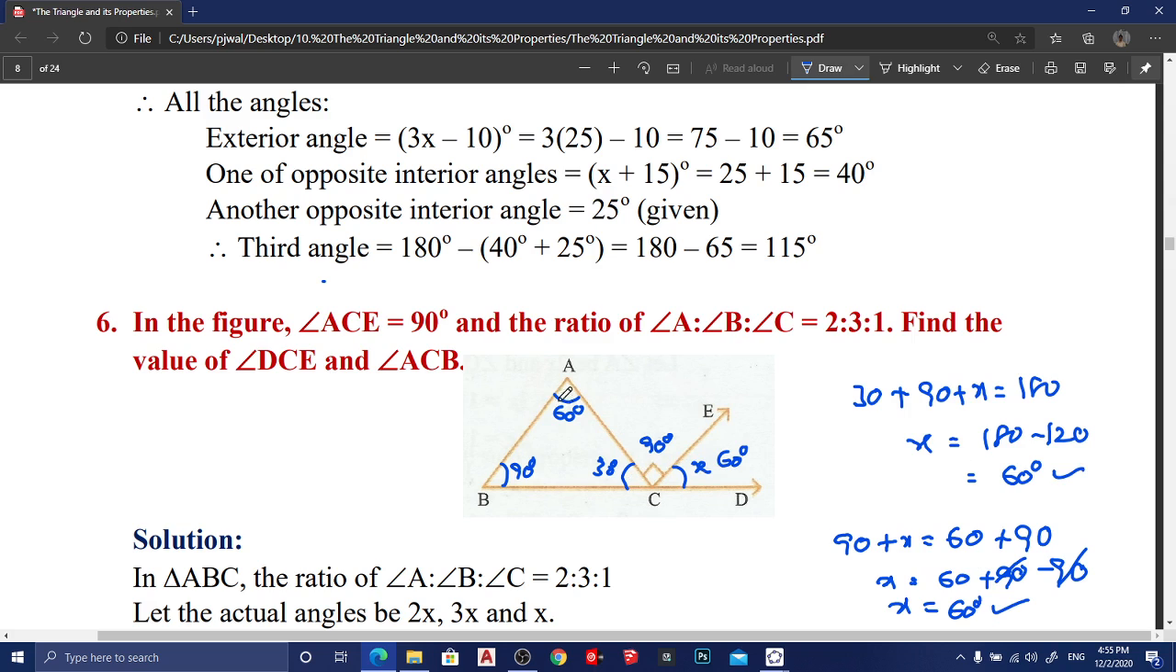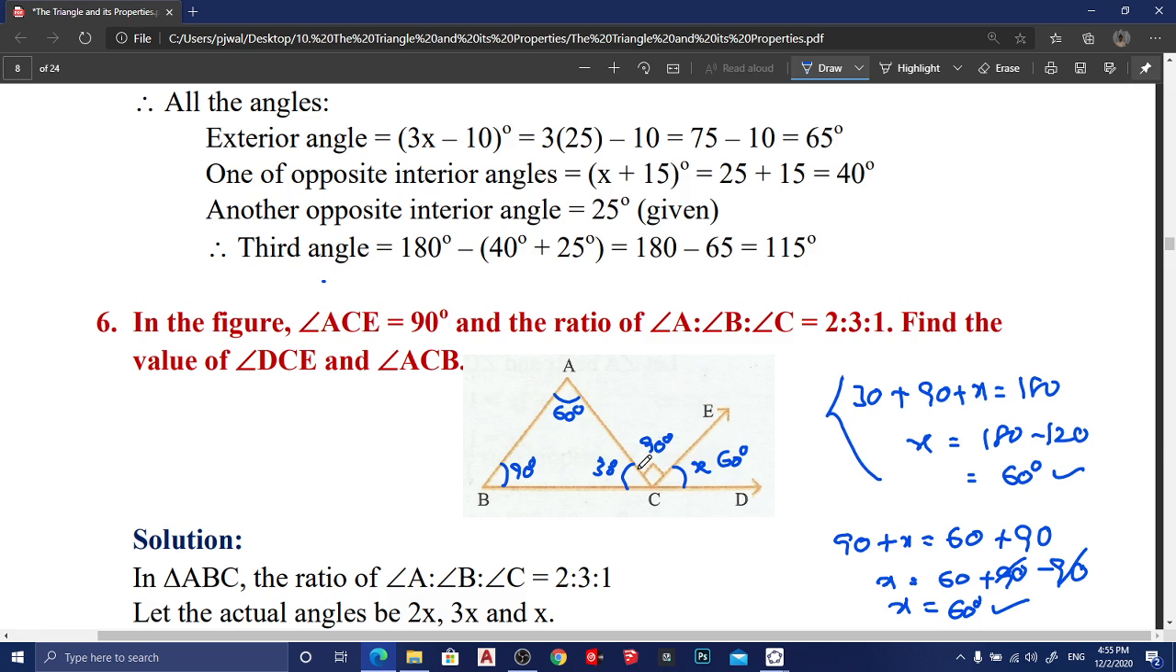First we have to find out all the angles A, B, C by using this ratio, and then apply either of these two properties. The first is that the sum of the angles on a straight line is always 180 degrees. This is a straight line, so the sum of all these angles, from starting here and ending here, will become 180 degrees totally. So 30 plus 90 plus this x is 180 degrees. So x is equal to 180 minus 120, which is 60 degrees. This is the remaining angle. That is one of the procedures.